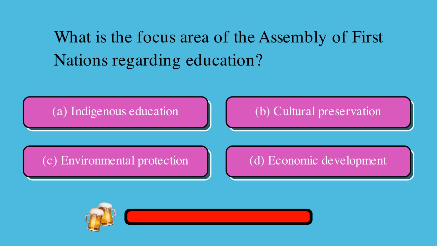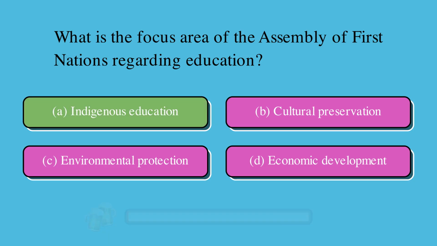What is the focus area of the Assembly of First Nations regarding education? Is it A, Indigenous education, B, cultural preservation, C, environmental protection, or D, economic development? The correct answer is A, Indigenous education.